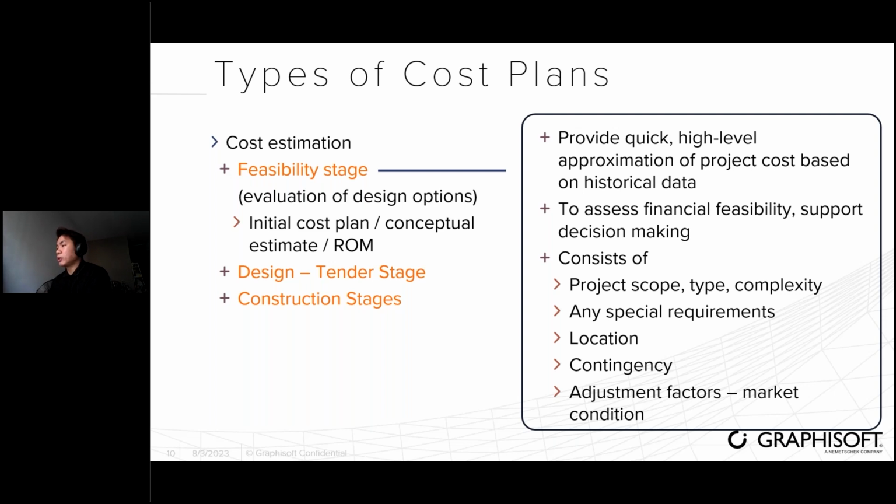It will consist of cost factors such as the project scope, type, the complexity of the project, and also any special requirement, for example if you need acoustic treatment, which will cost a premium, the location of the project, any contingency and also adjustment factors.